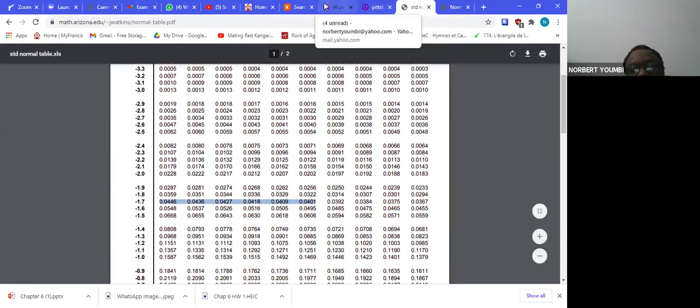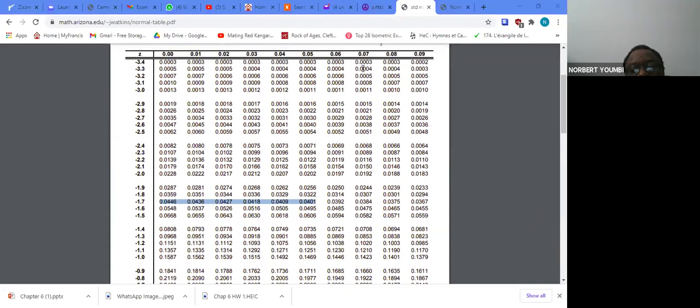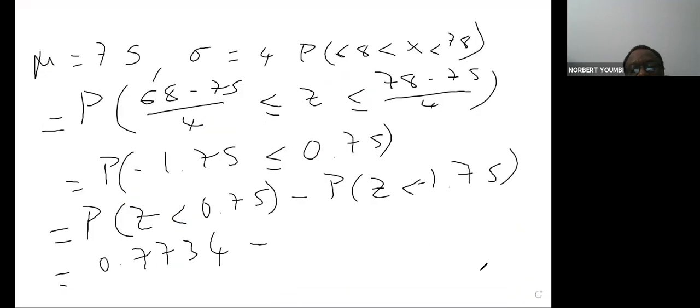So going back to the whiteboard, 0.0401, and this is 0.733. We use this method because you don't want to use a calculator or you don't want to use the Google calculator.